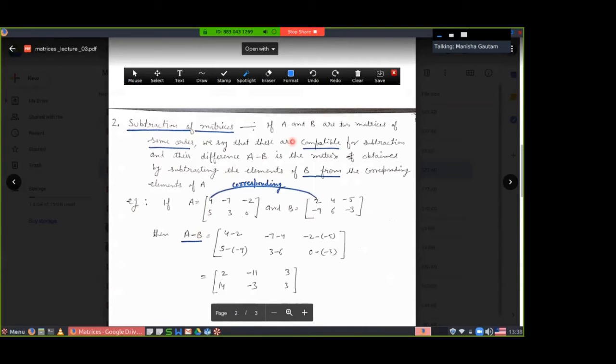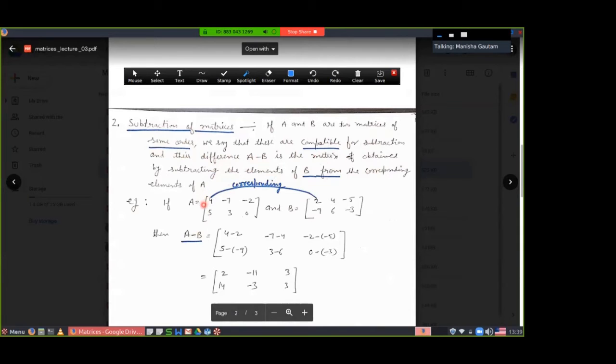Definition of this: if A and B are two matrices of the same order, we say that these are compatible for subtraction. It means you can subtract only when the order is the same, and their difference A minus B is the matrix obtained by subtracting the elements of B from the corresponding elements of A.